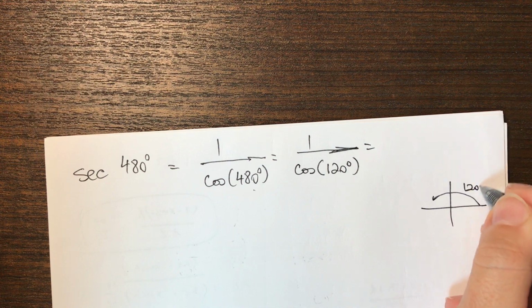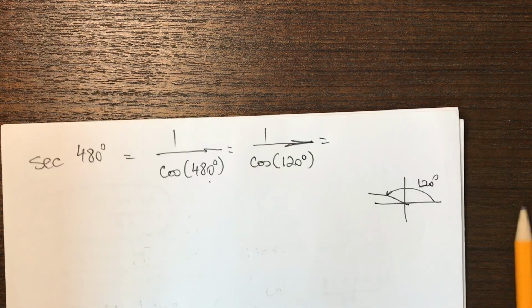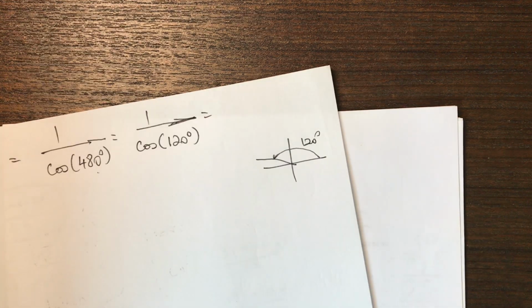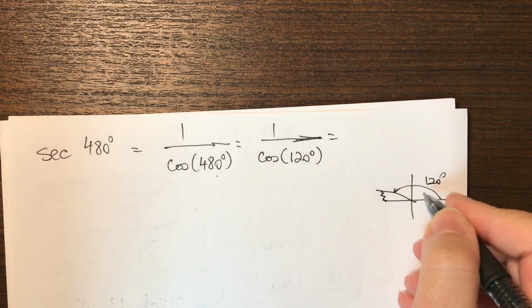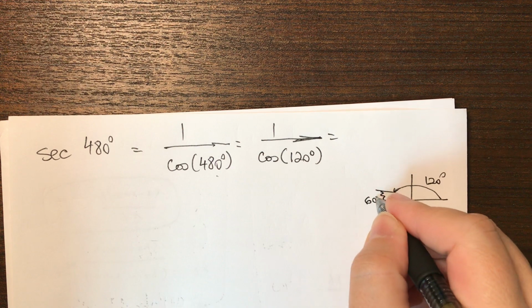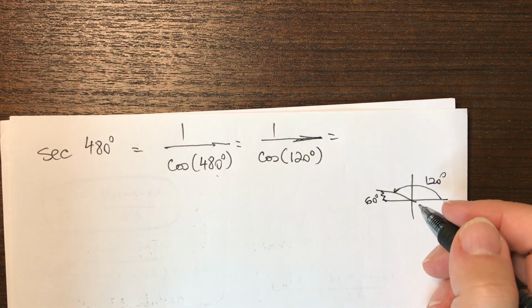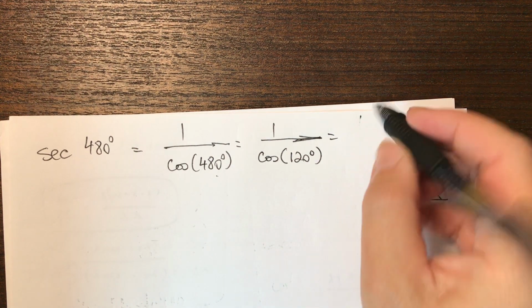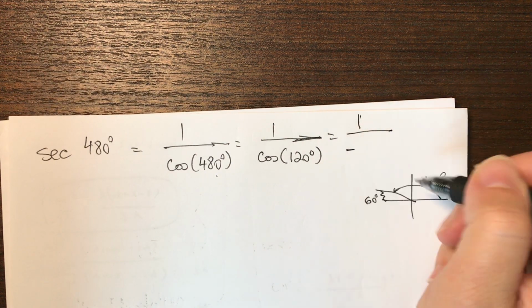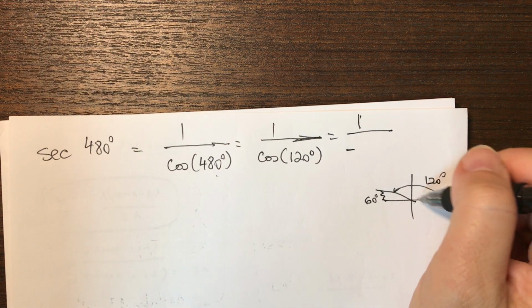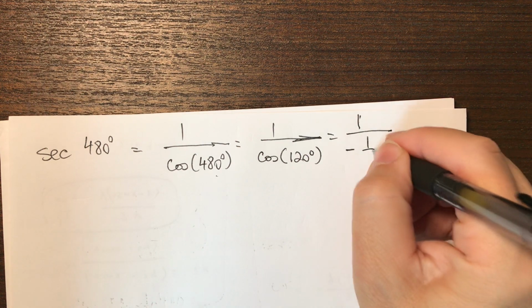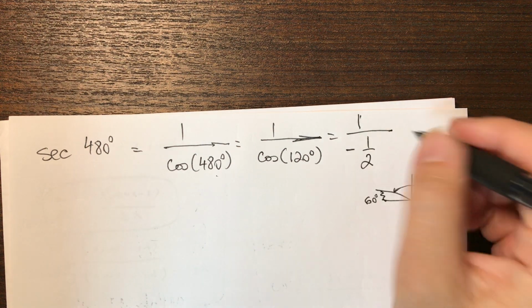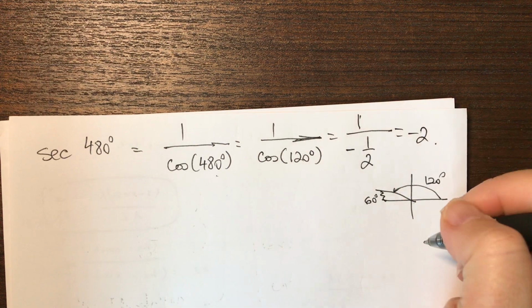120, positive 120, fits in the second quadrant, right? The reference angle to go back to the x-axis is 60 degrees, right? So first of all, in the second quadrant, cosine is negative, yes. What's the value of cosine of 60? Cosine of 60 is 1/2. Okay, so that's a -1/2 as well.